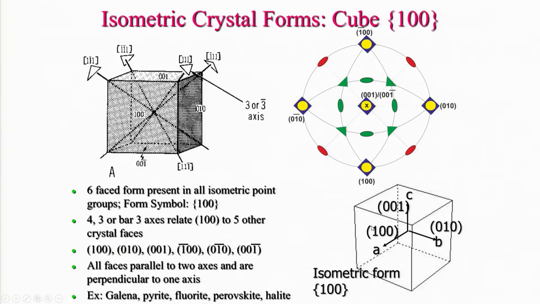So, let us now study this particular part in some more detail. The name of this form symbol is also cube. In the isometric crystal system, 1 0 0 is called a cube. Now, this is a 6 faced form, and it is present in all isometric point groups. And what you have here is that both the 4 and 3 or bar 3 axes can relate 1 0 0 to 5 other crystal faces here.